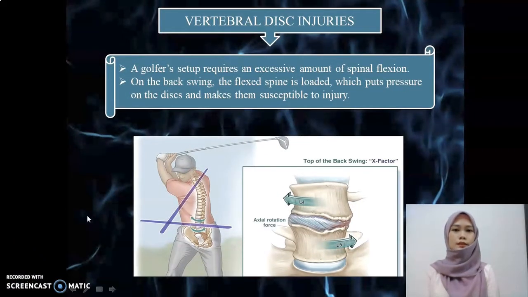Next is vertebral disc injuries. These vertebral disc injuries are common in golf. This is because a golfer's setup requires an excessive amount of spinal flexion. On the backswing, the flexed spine is loaded, which puts pressure on the discs and makes them susceptible to injury.